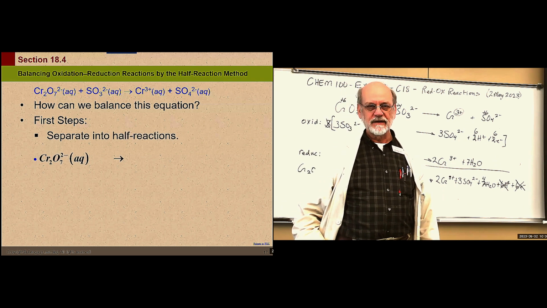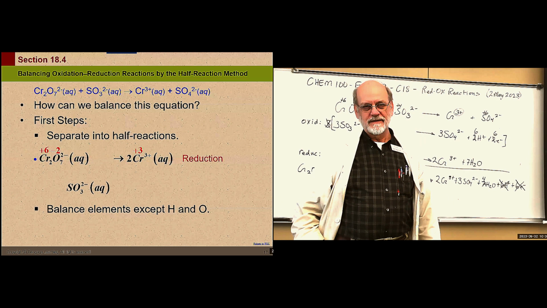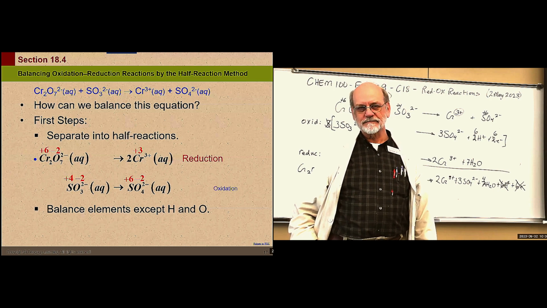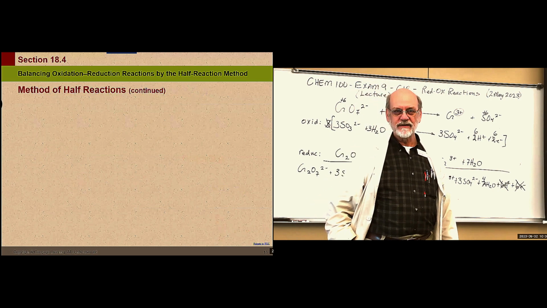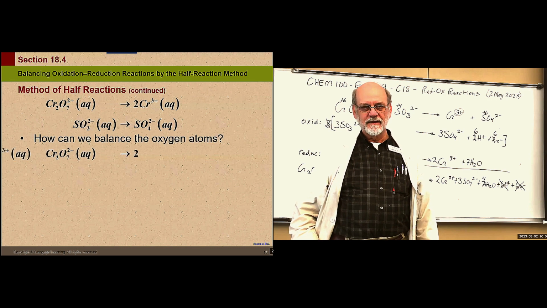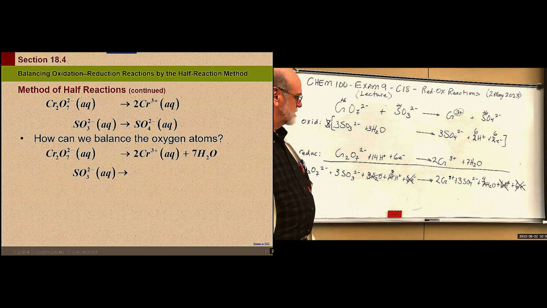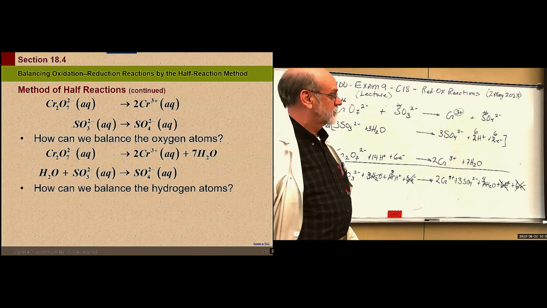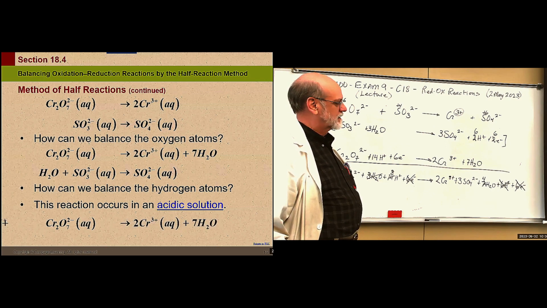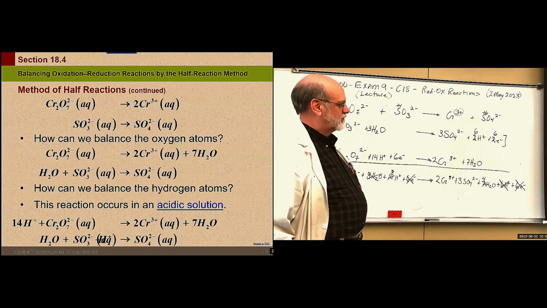Separate into half reactions. Right? That was our reduction step. Now the oxidation step. Okay, next slide, please. Here we go. That's how far we've gotten on the first one. Balance the oxygens. Seven waters. Balance the hydrogen ions in acidic solution. 14 of those. And then balance the hydrogens here.